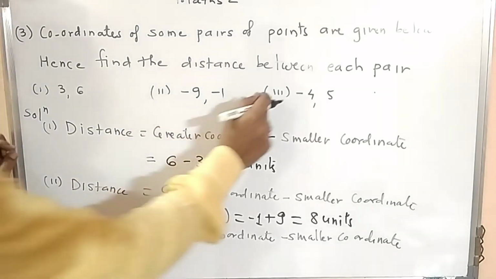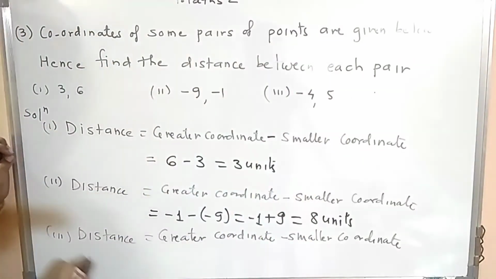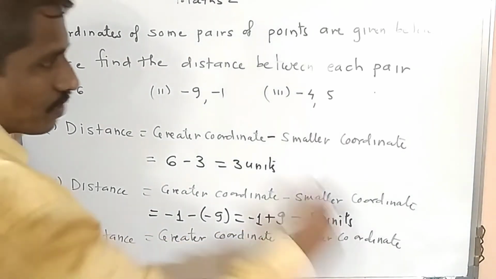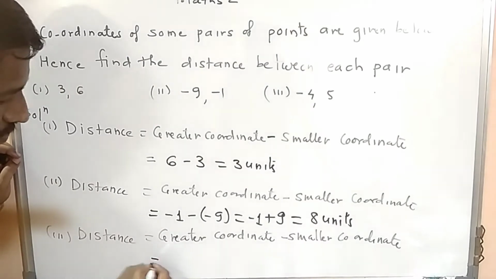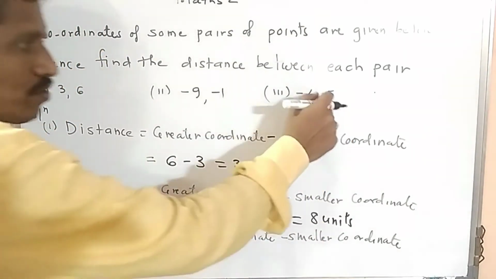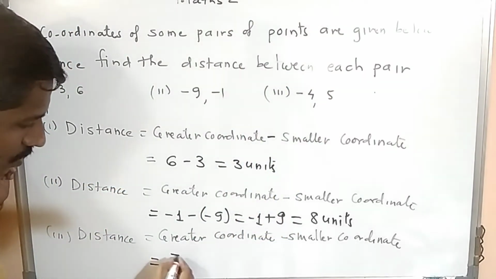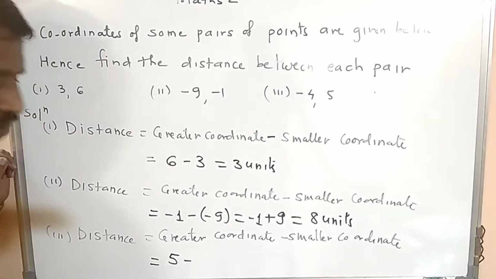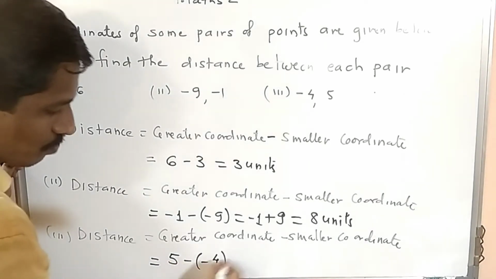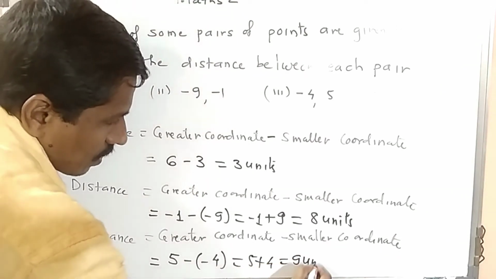Third one, coordinates are -4 and 5. What is the distance formula? Distance is equal to greater coordinate minus smaller coordinate. Out of this -4 and 5, a positive number is always greater than a negative number. So this is 5 minus -4, that is 5 plus 4, that is 9 units.